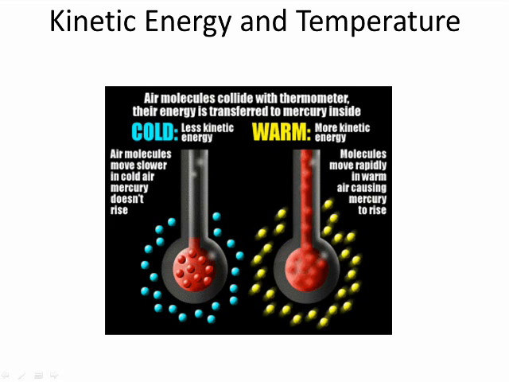Kinetic energy and temperature. Kinetic energy is directly related to temperature. If we look at this diagram here, it says air molecules will collide with the thermometer. Their energy is transferred to the mercury inside. Now the cold has much less kinetic energy. Air molecules will move slower in cold air, and mercury doesn't rise. Whereas molecules will move very rapidly in warm air, causing the mercury to rise, because the molecules will bang right into each other.